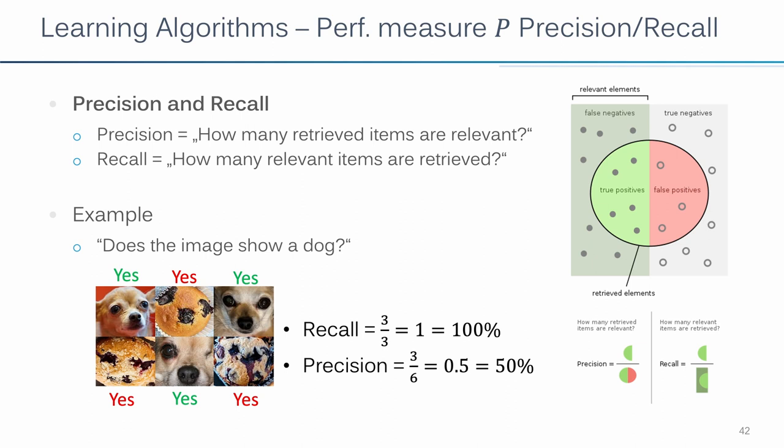Okay, that's a good starting point. You label everything as not a dog, okay? But then you don't have any dog, right? Then you don't have any true positive. So the precision would be zero, but it's a good starting point.